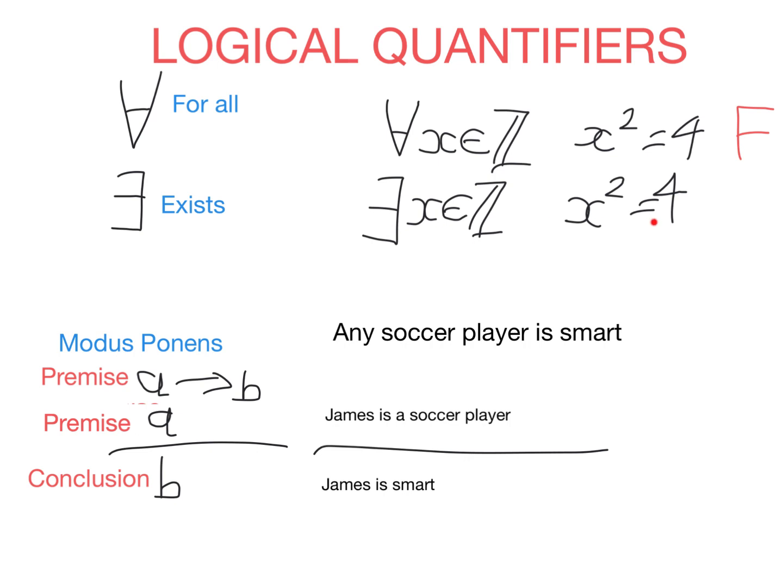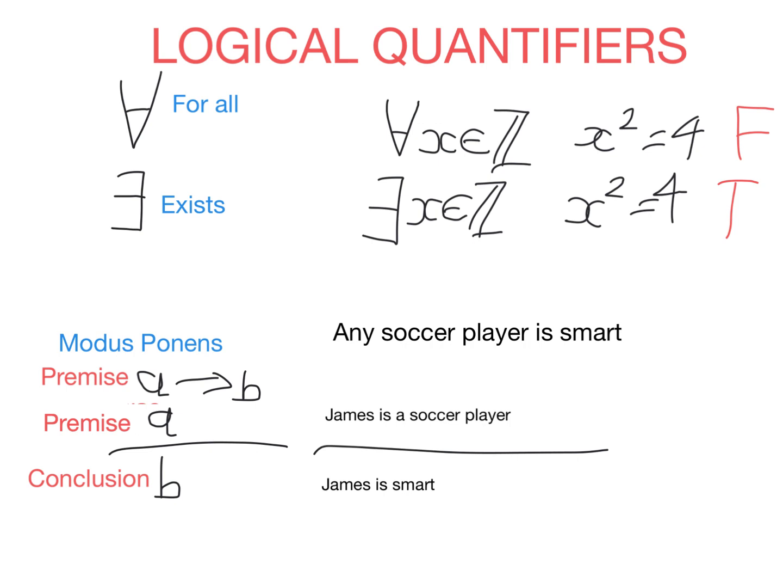On the other hand, this statement here says there exists an integer such that x squared equals 4. There exists an integer that you can square to get to 4. And that's, of course, true. There are, in fact, two integers you can square to get 4. Of course, 2 and negative 2. So this quantifier means there only has to be one case that satisfies the statement. This one says that every single case must satisfy the statement.